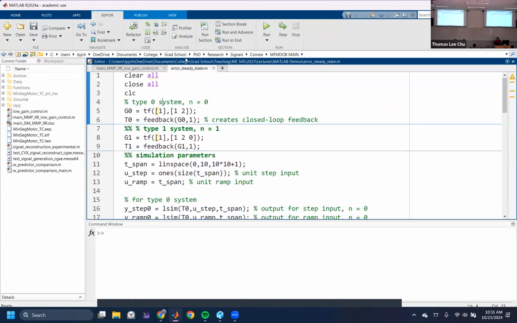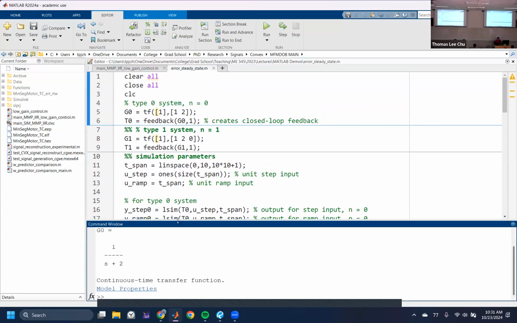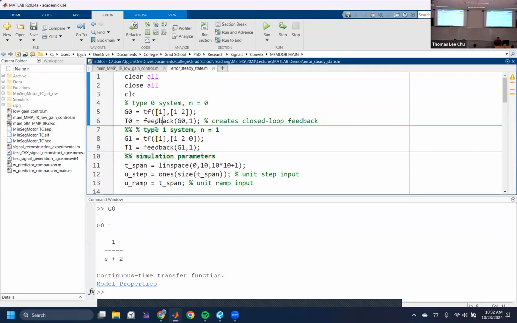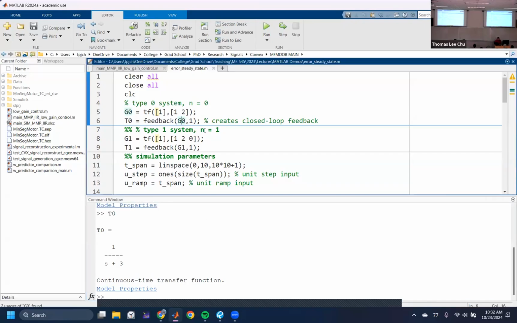Okay, so here we have a type 0 system. So G0 here is type 0. If we look at G0, you can see that it's a first order system with a pole at -2, no poles at the origin. And then I use the command feedback, which creates a closed loop feedback system. It automatically assigns it as negative feedback. So if I look at T naught, we have a closed loop feedback system, which is that.